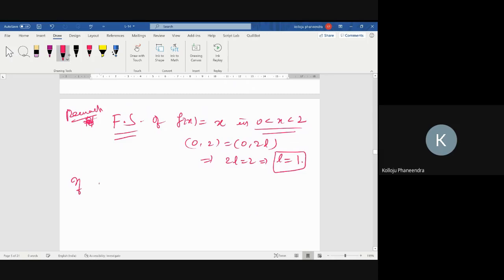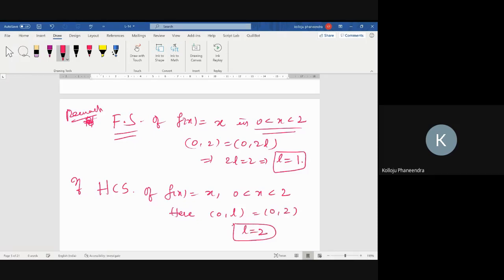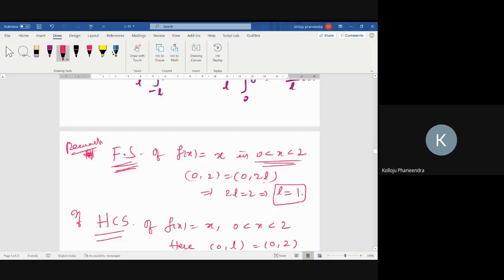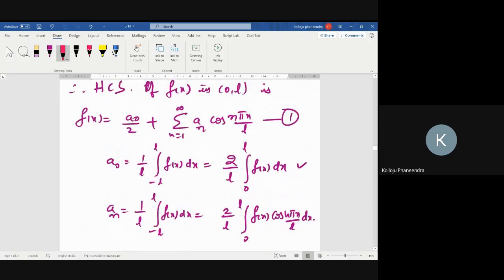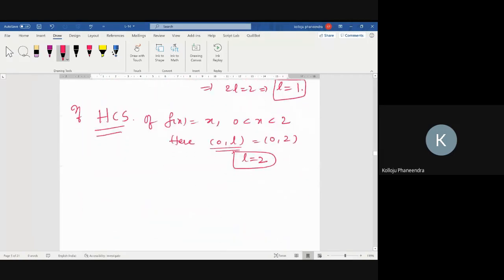If half-range cosine series of f of x equal to x in the same interval 0 less than x less than 2, since it is half range, we compare the interval with 0 to L. That means here the L value is 2. That is the change. Remember this. When the question is half range, compare the interval with 0 to L. When it is full range, compare the interval with 0 to 2L. Then the entire problem is different. The formula may be the same, but the L value differs. This is the half-range cosine series.